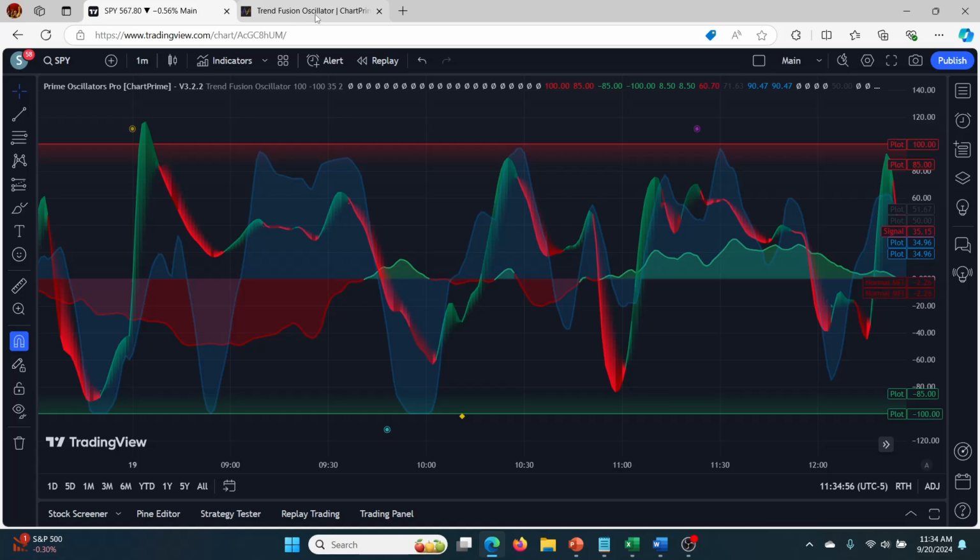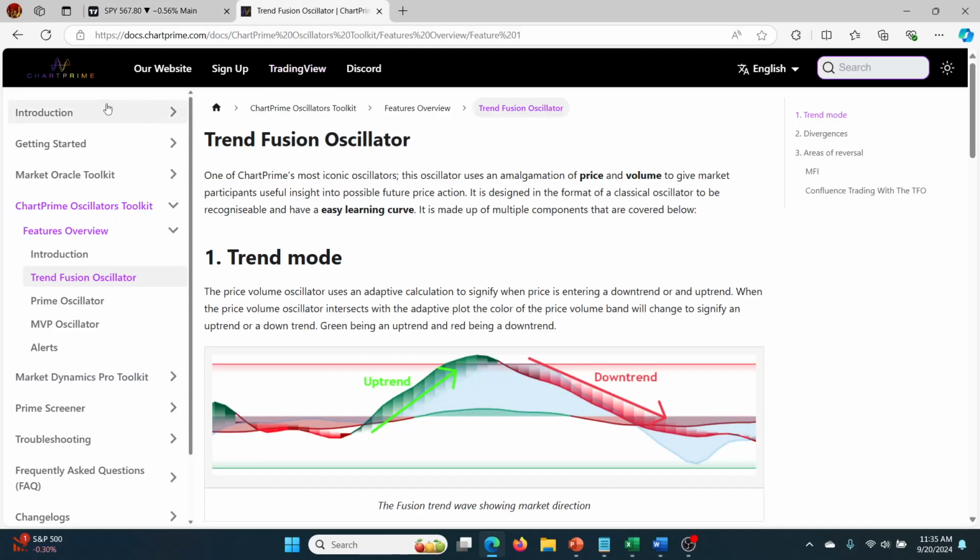Anyway, let's get started with the Trend Fusion oscillator. This is the documentation that comes with ChartPrime. I've talked about most of these things, like the market oracle stuff with the actual signals on it, and I'm working through the final part, which is these oscillators. I talked about the prime oscillator, nothing really spectacular with that, so moving on to the Trend Fusion oscillator to see if I prefer that or if there's anything useful in it.